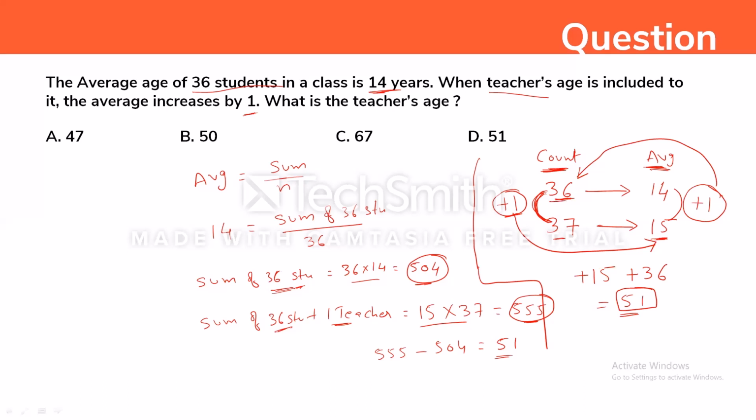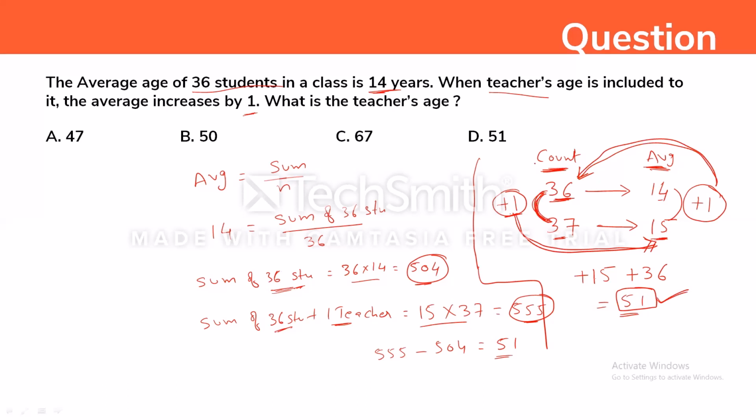See here, first step we need to write the count. 36 members, average is 14 years. And next, 37 members are there including the teacher, average will become 15 years. So first take the difference on both sides. The first difference is multiplied with the last number, and this shortcut is going to apply for almost all the questions. The next difference we multiply with the first number. So 1 multiplied with 15 gives you 15, and the next difference multiplied with 36 gives you 36. So 15 plus 36 is 51. This will be the age of that extra added person.